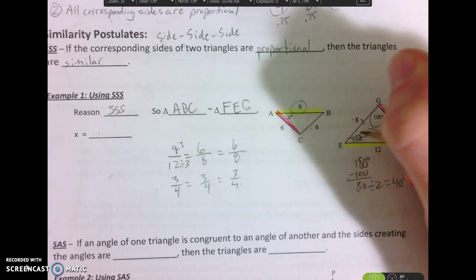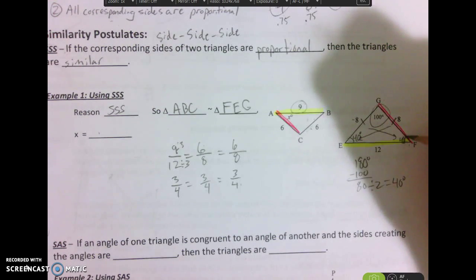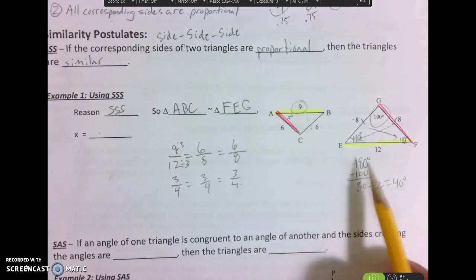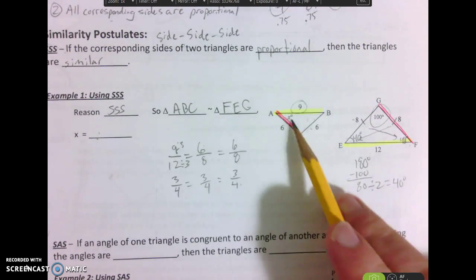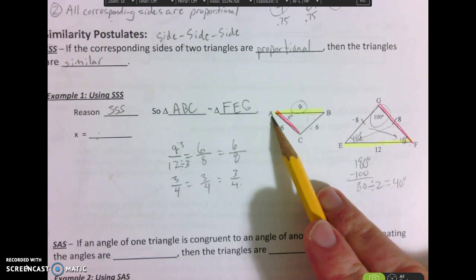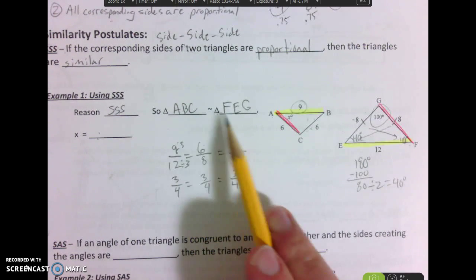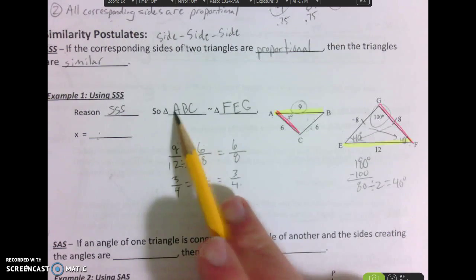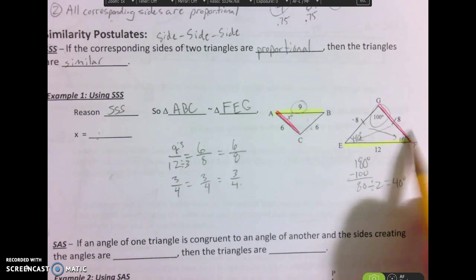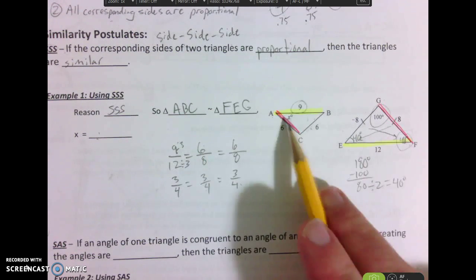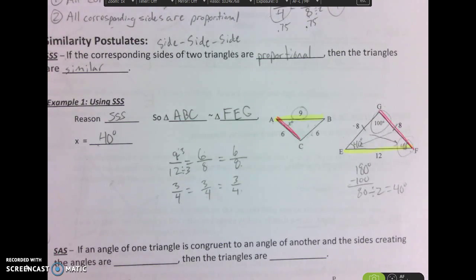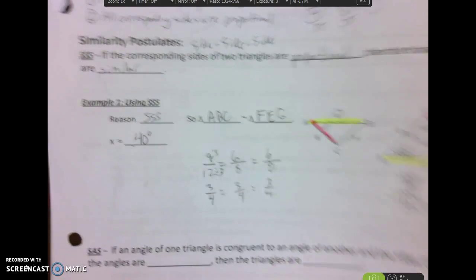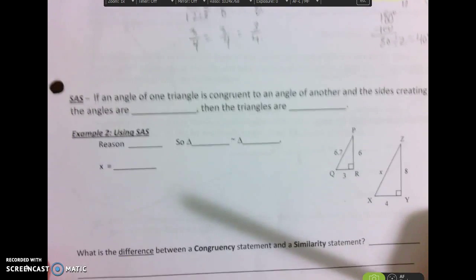Now if I go back up to my statement here, the question is angle X, and angle X, or X degrees, is where angle A is, and angle A goes with angle F. They're in the same position. So angle F is 40 degrees, angle A must also be 40 degrees. One shortcut down, on to the next one.